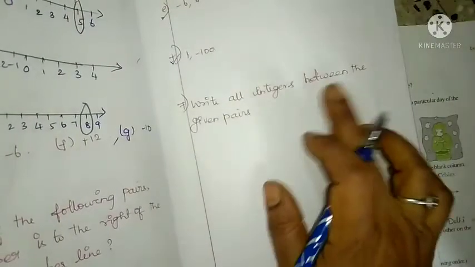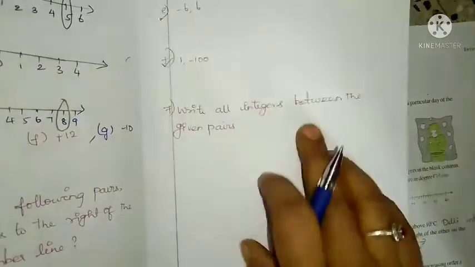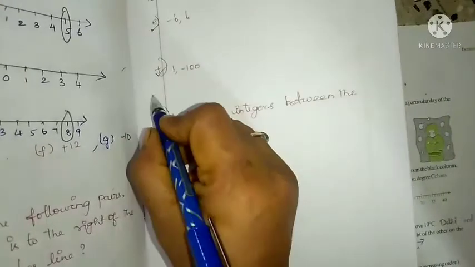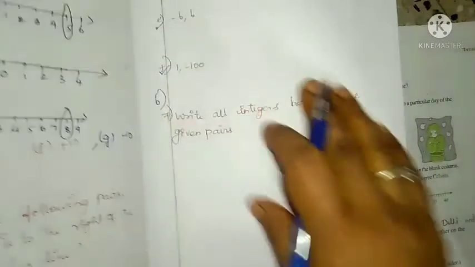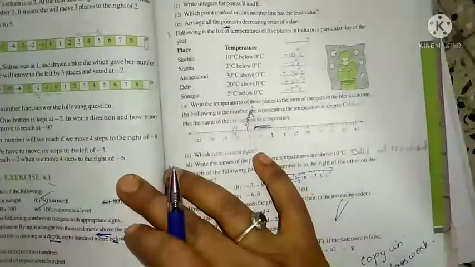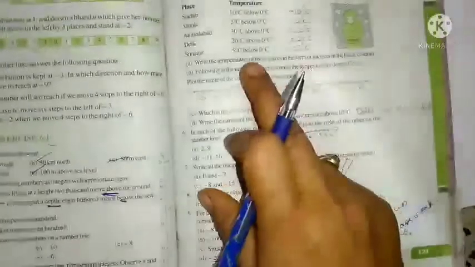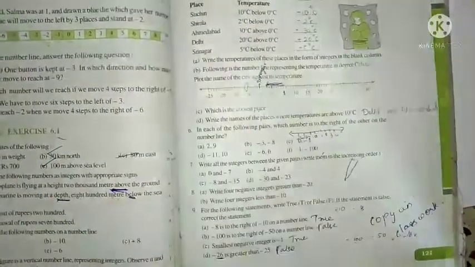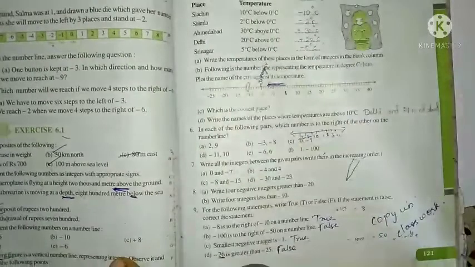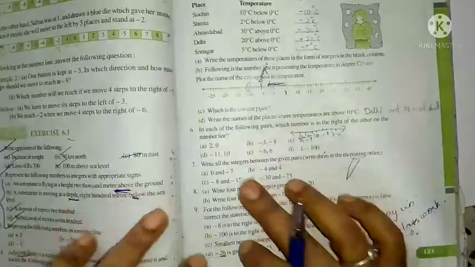Write all the integers between given pairs. Before this we will do the fifth question, all in the book itself. I will do it in the book, but you should copy here. The sixth question I will do in the book, but you should copy in the class notebook. See here. In the online class I will teach you the fourth one. The fifth one and sixth one we are done. The fourth one and fifth one I will teach you in the online class, because I need a conversation with you. Sixth one is over, no? Now the seventh one.